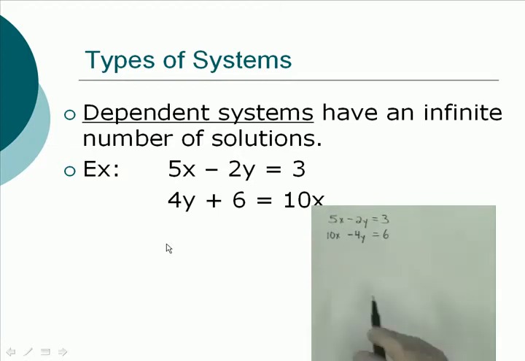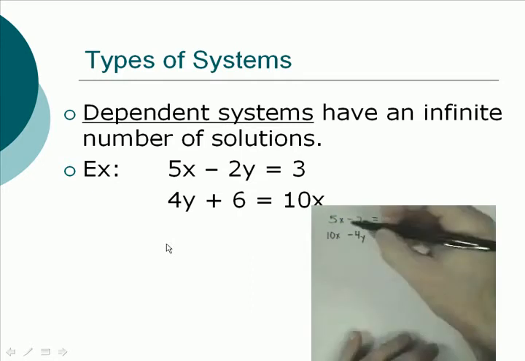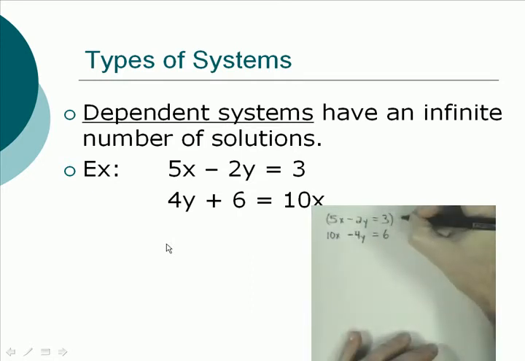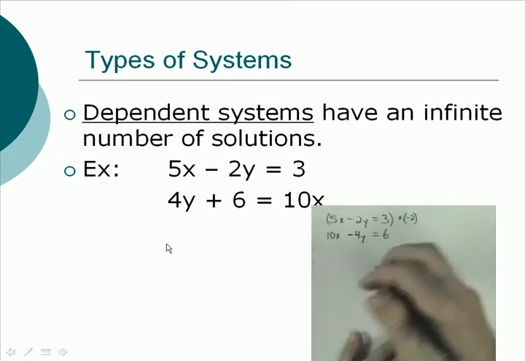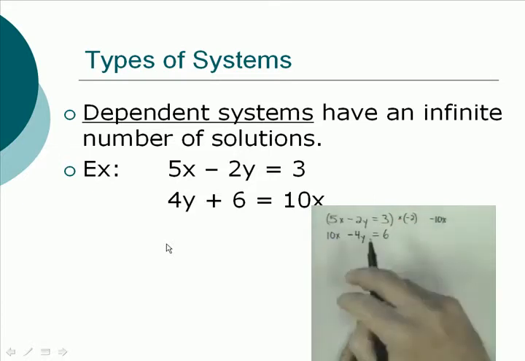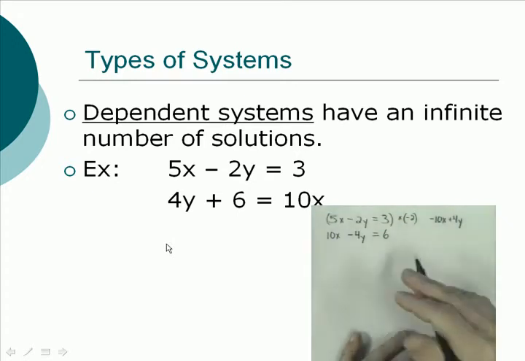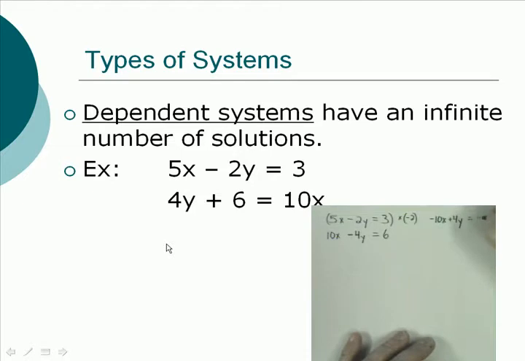Now, let's use elimination to eliminate one of these variables. It's very convenient to eliminate the x terms or the y terms. We'll eliminate the x terms. Let's take this top equation and multiply it by a factor of negative 2. Now, when we do that, we'll get a new equation. Here we'll have negative 10x plus 4y equals negative 6. The bottom equation we won't modify. We have 10x minus 4y equals 6.